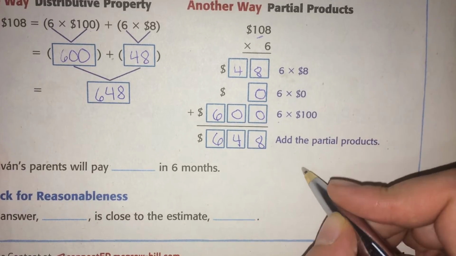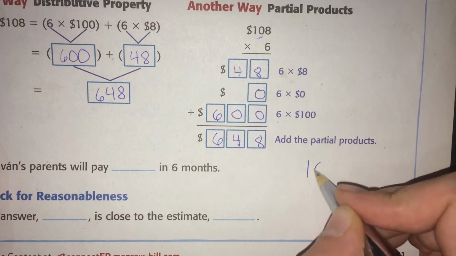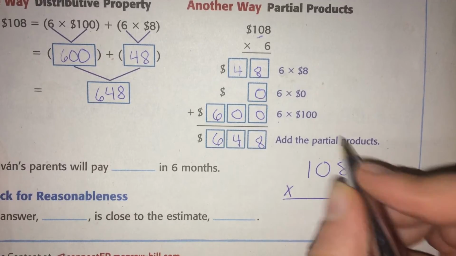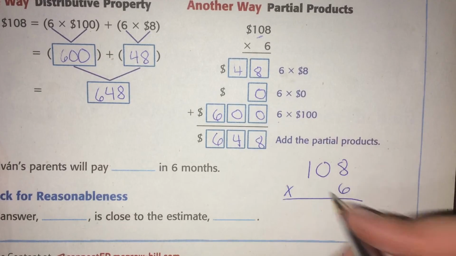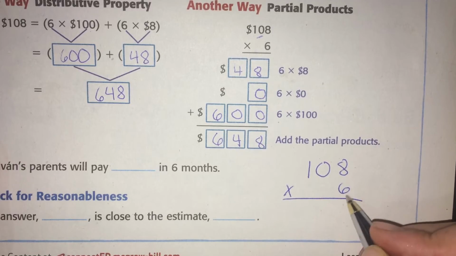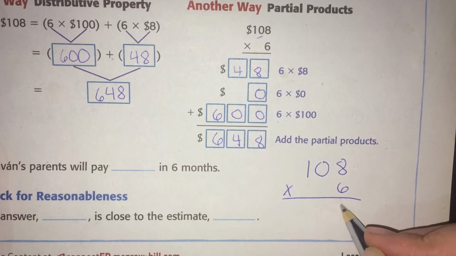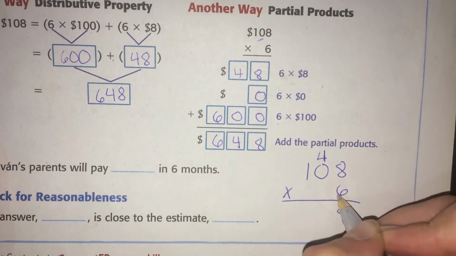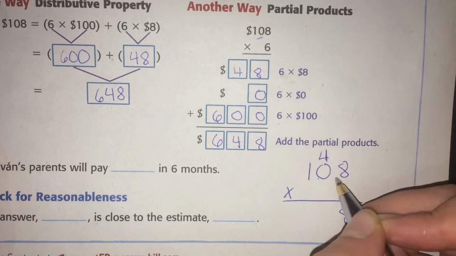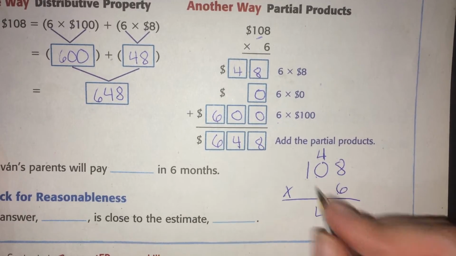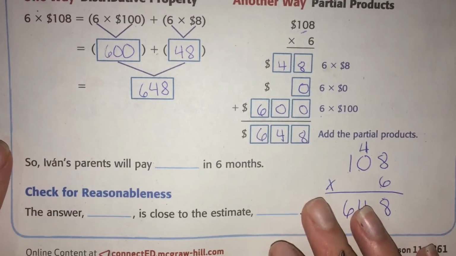And what about the regular vertical way? 108 times 6. Instead of writing these all out separately, we can write it together with regrouping. Okay, 6 times 8 is 48, so leave the 8 and regroup the 4. 6 times 0 is 0, but we add this 4, so 4. And then 6 times 1, 648.